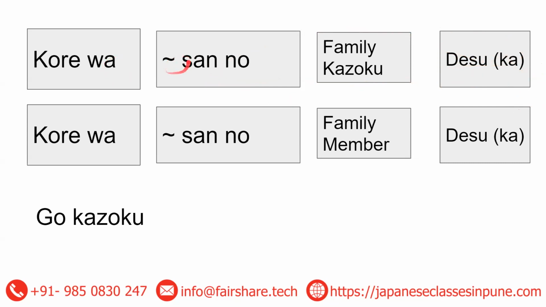Kore wa nani nani san no kazoku desu ka? Okay, now let's break the sentence, break the question, and try to understand the meaning of each word. Kore wa: the English meaning of kore is this.